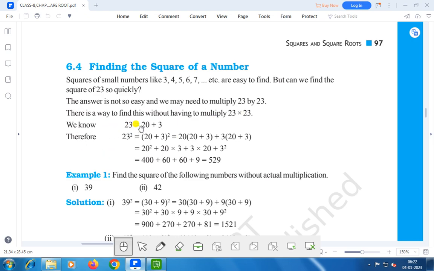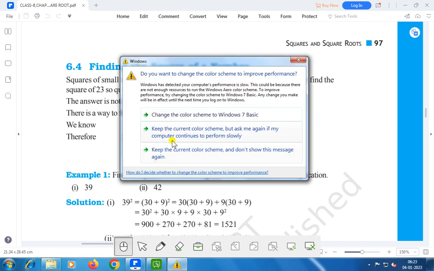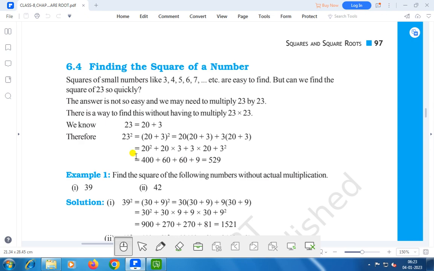We know that 23 is equal to 20 plus 3. The 23 whole square is equal to 20 plus 3 whole square. Or we can write 20 into 20 plus 3 plus 3 into 20 plus 3. Right? Then we can write 20 square plus 20 into 3 plus 3 into 20 plus 3 square, that is 400 plus 60 plus 60 plus 9, that is 529. In this way you can find the square of a number.